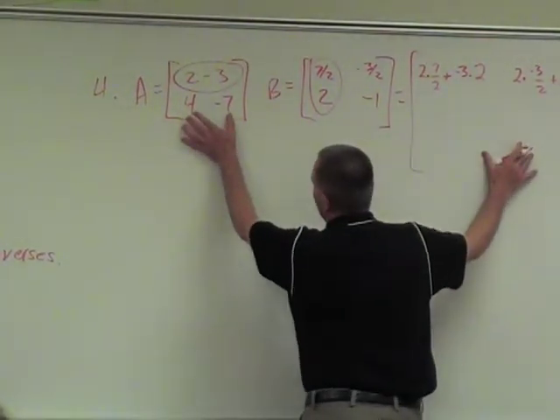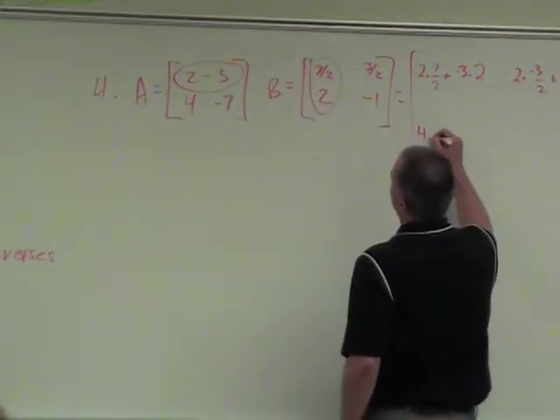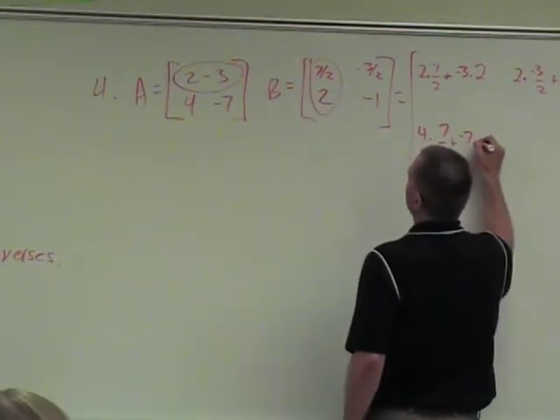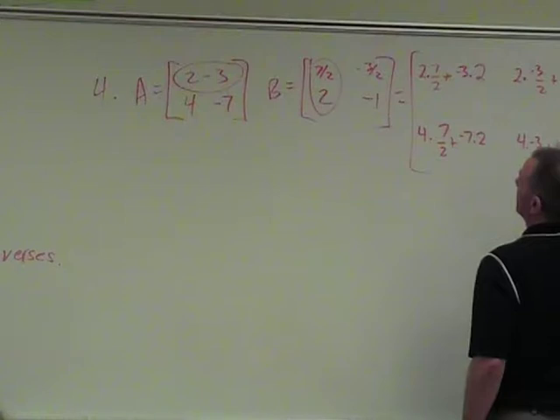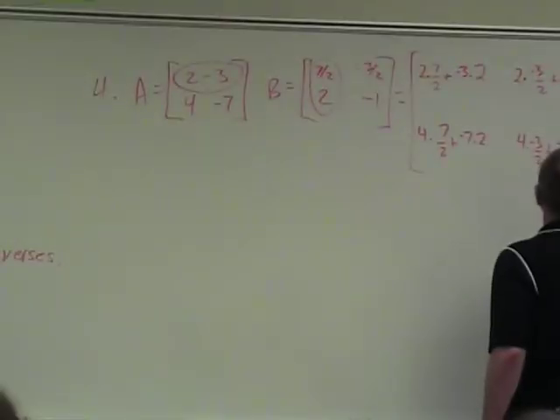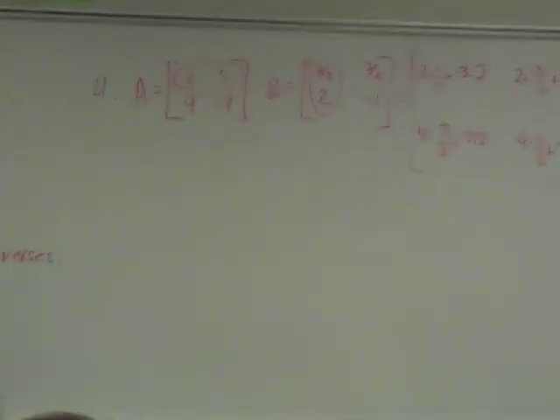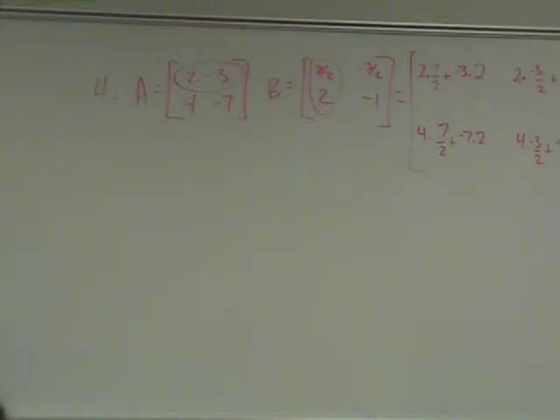And to get the bottom one, this row times the first column: 4 times 7 halves plus negative 7 times 2. Then 4 times negative 3 halves plus negative 7 times negative 1. Everybody do that calculation, please. Figure those out. You gotta understand fractions. This is why we do multiplication apps.